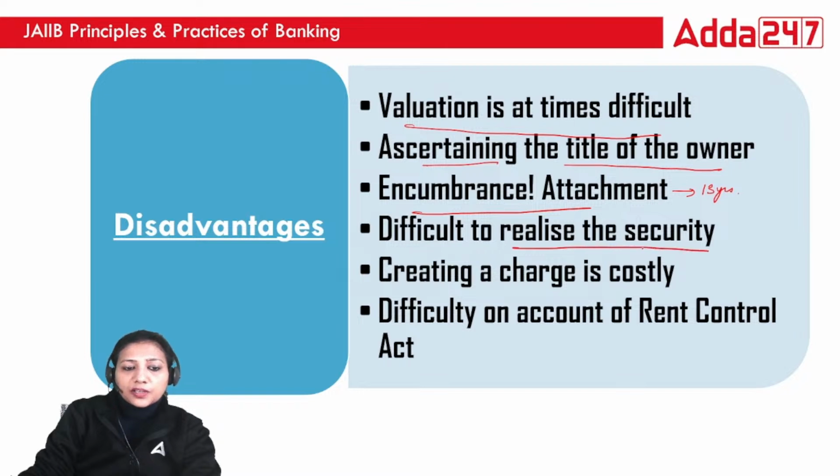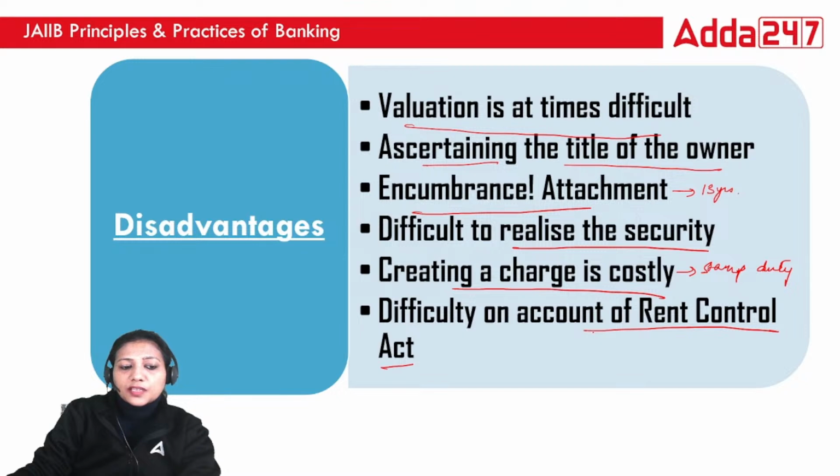It is difficult to realize the security. Realizing the security means selling land and property, which is difficult because you have to do the auction. Sometimes you don't get what you were expecting as the value. Creating a charge is costly because you have to create a mortgage and it attracts stamp duty, and because stamp duty is state-wise, this also makes it costlier to create the charge on that property. It is also difficult on account of the Rent Control Act.